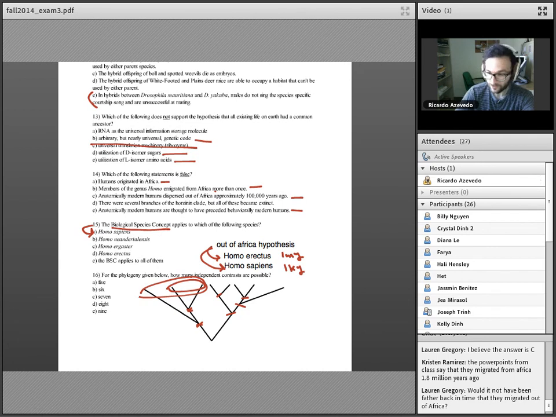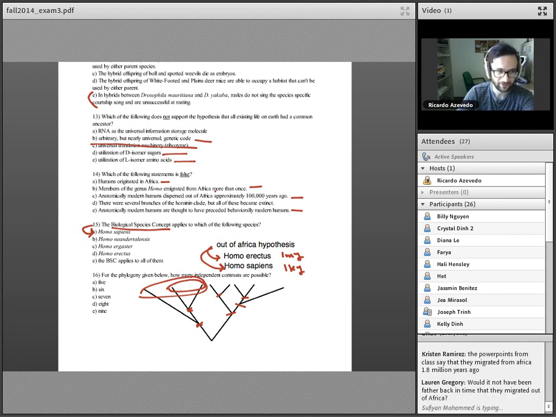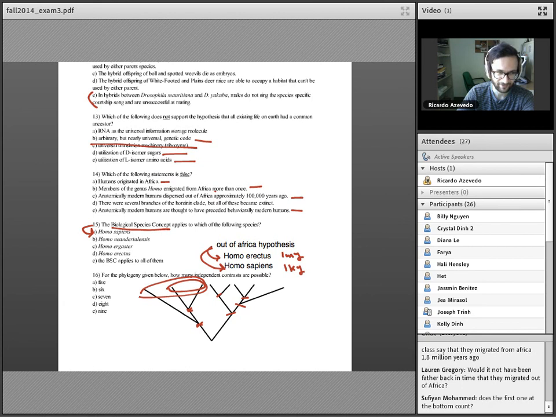So the biological species concept applies to which of the following species? Again, the biological species concept is the idea that they are reproductively isolated entities, isolated from other such groups. And it only applies to species that are alive, i.e. Homo sapiens in this case. Neanderthalensis, Ergaster, Erectus, you can't really test if they were reproductively isolated from each other. Based on the fossil record, you can't say.